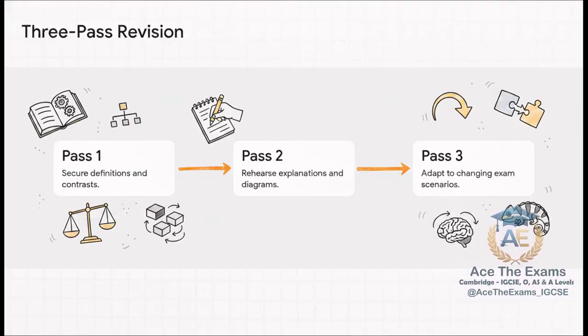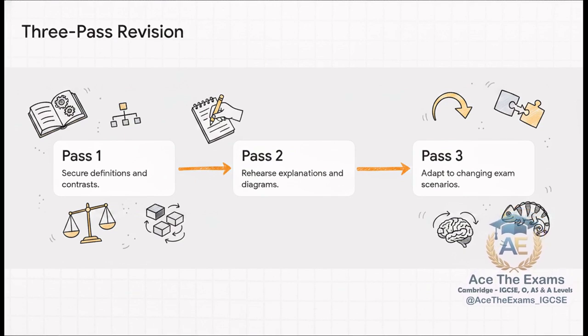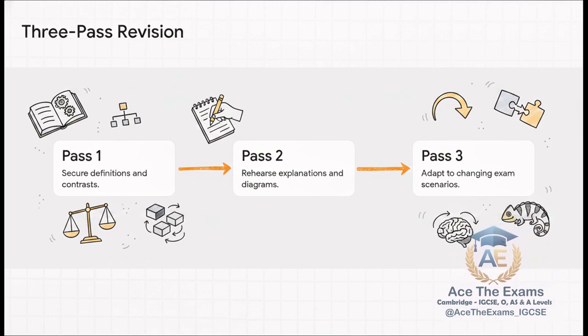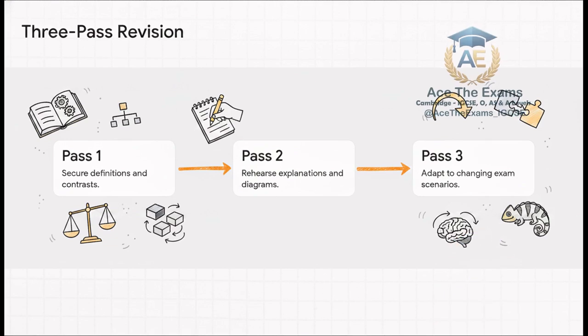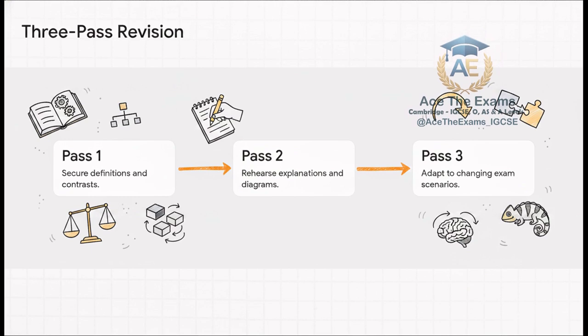All right, let's get into our interactive workshop. This layered 3-pass revision style is incredibly useful because exam questions frequently combine theory with applied reasoning. Pass 1 secures your foundational definitions. Pass 2 is active practice, rehearsing worked explanations. But Pass 3, that's where the magic happens. This is where you adapt to changing scenarios.